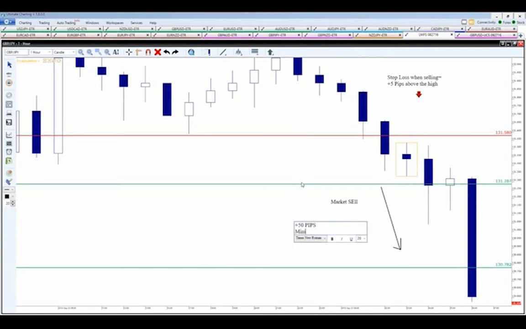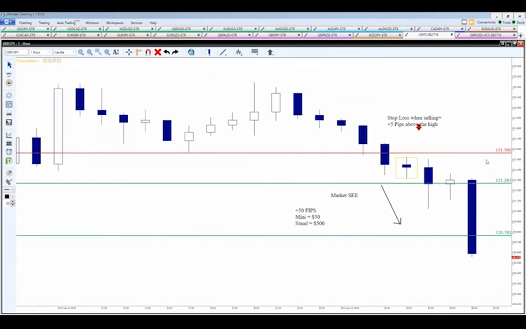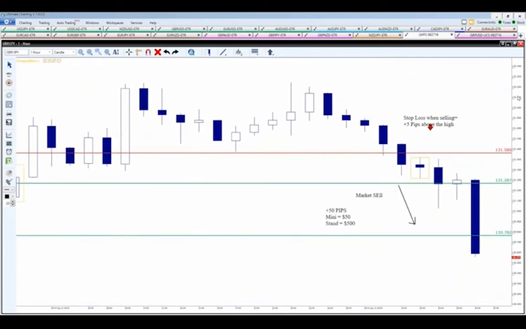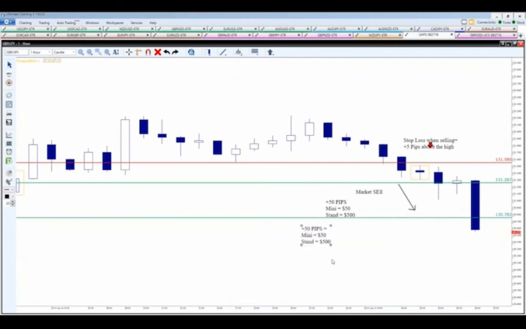So once again, if you're trading a mini lot, that would have been, what, $50 profit in about, what, 3 hours? Standard lot, that would have been about $500 in profit in about 3 hours off of that here. So I specifically came in here to show you examples of the market going up and going down, but not too bad. 2 trades, we're up 100 pips off of that one.